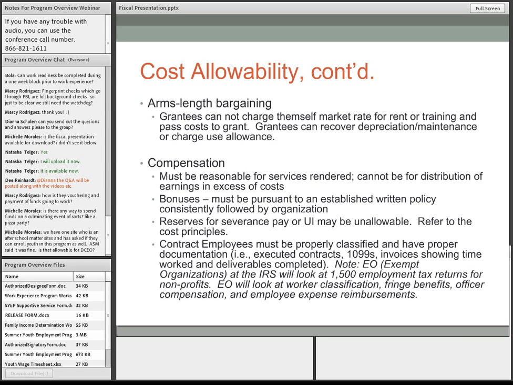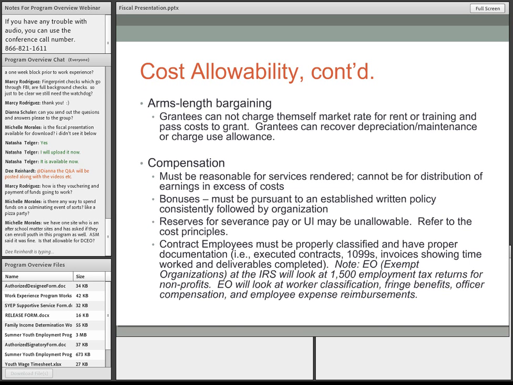Most of the time, reserves for any severance pay or UI are not necessarily allowable. If you're planning on doing something like that, then you probably need to call us first and make sure that it's okay. Any contract employees must be properly classified and have proper documentation. And there are some notes there about what the IRS will look at for nonprofits.